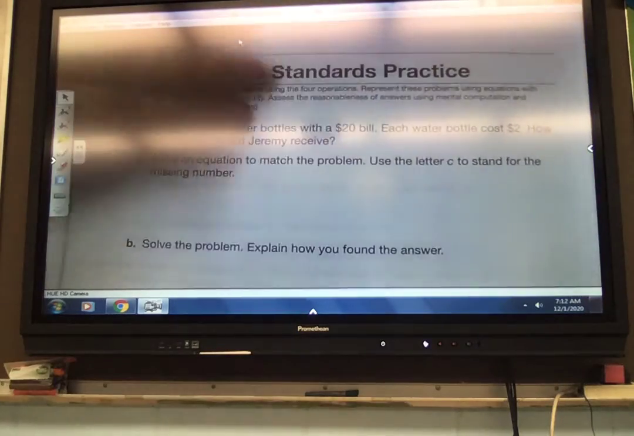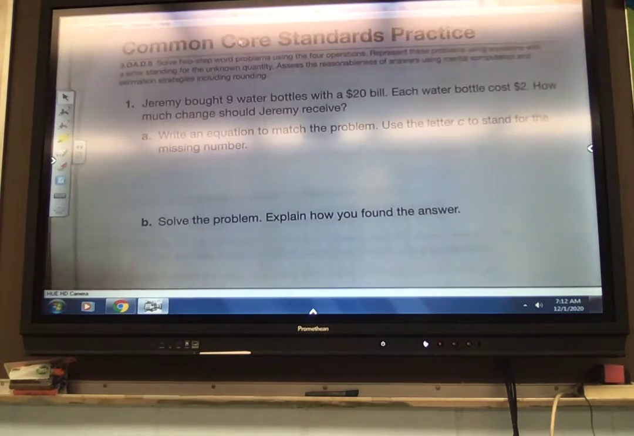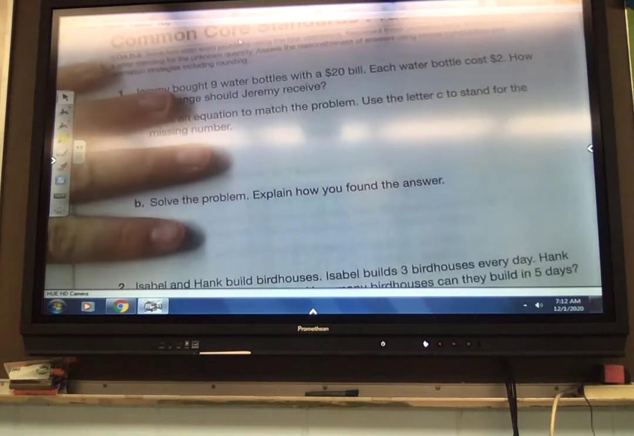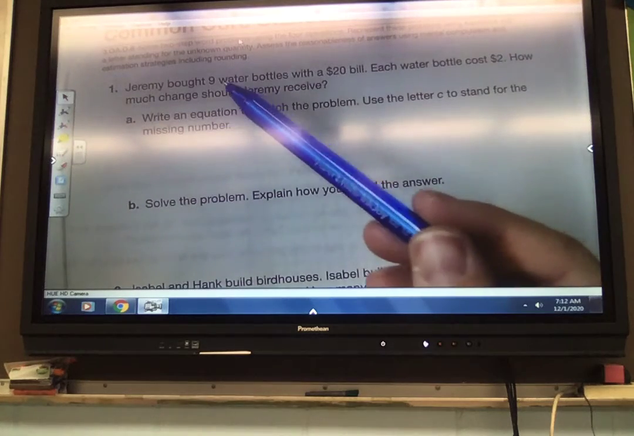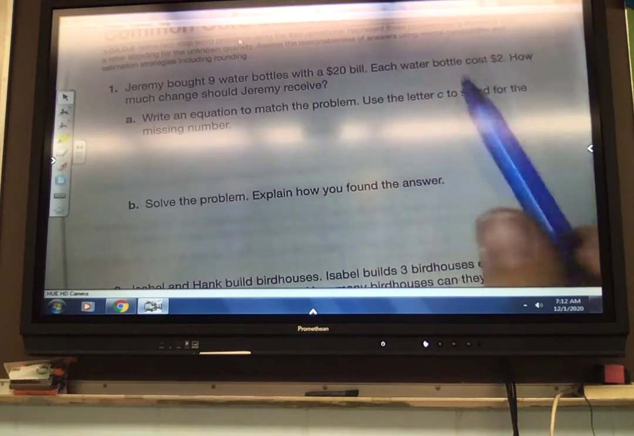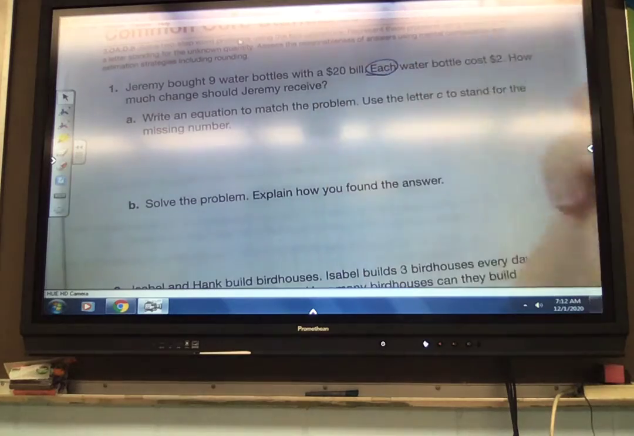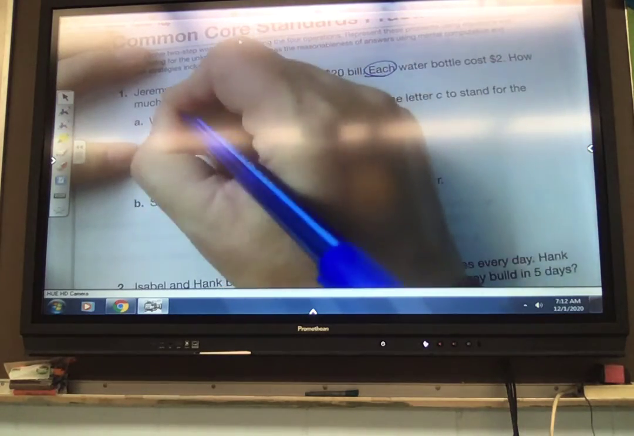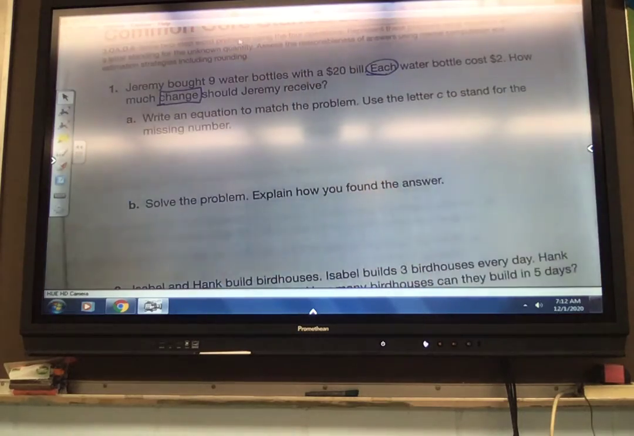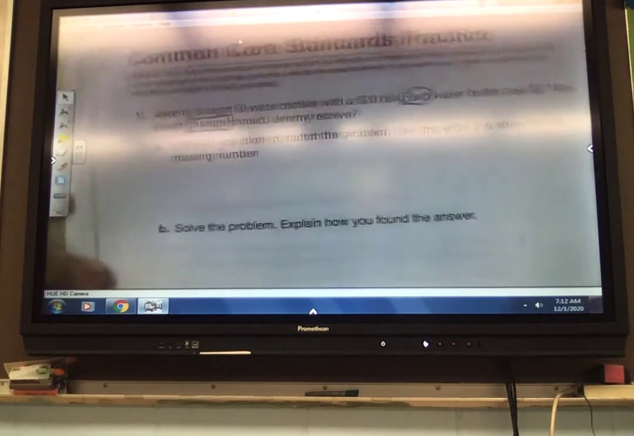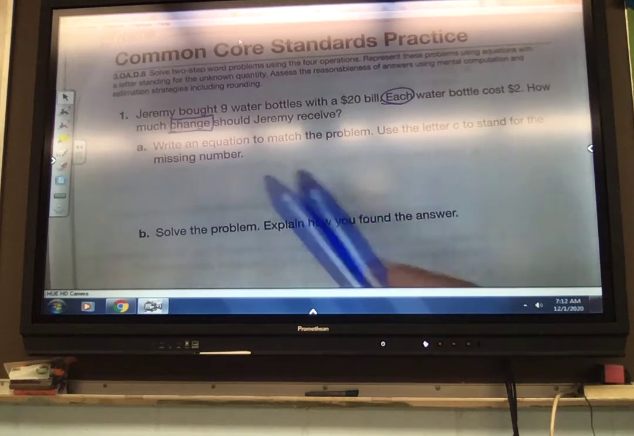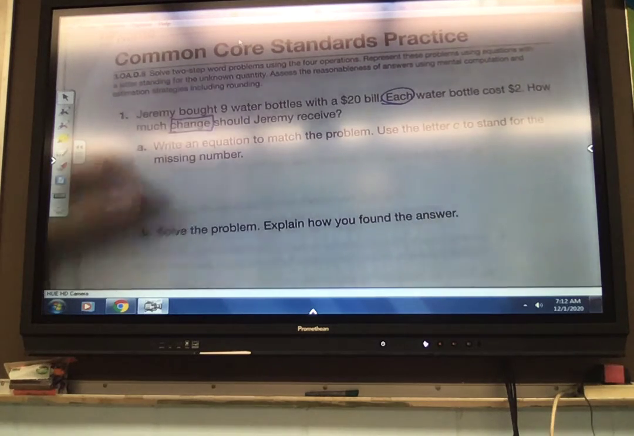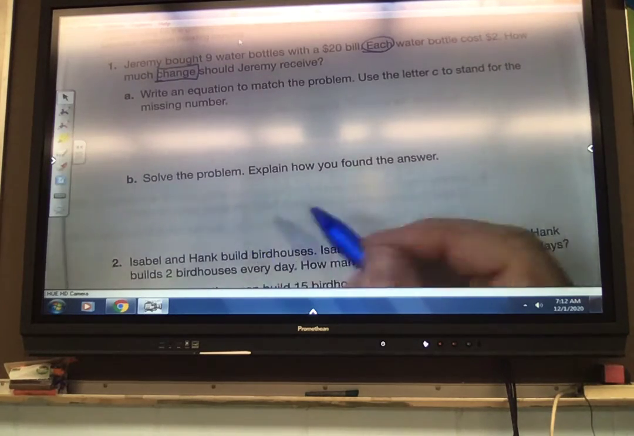Let's go to CC15. You're going to see your 2-step word problems. I don't think there'll be any of this on your multiplication test, but this is good practice on finding those clue words. Jeremy bought 9 water bottles with a $20 bill. Each water bottle costs $2. There's that clue word, each. How much change? That's a clue word. We haven't seen that clue word in a long time, but change is definitely a clue word for us. Write an equation. We'll get to the equation later. Let's go down here and solve it.